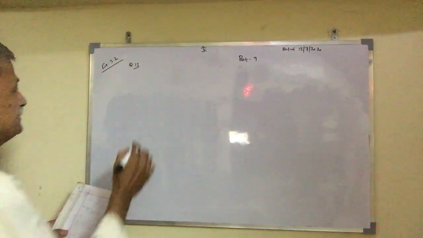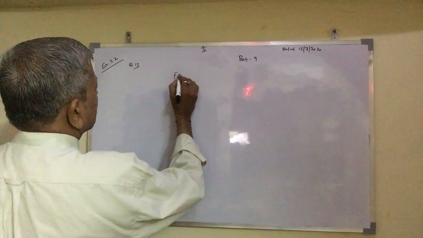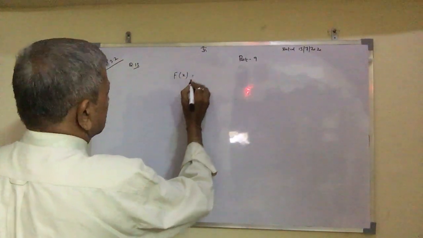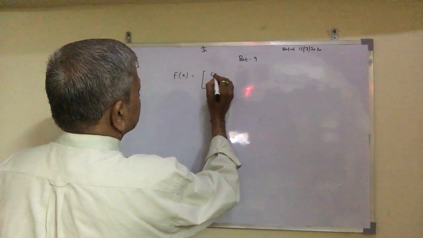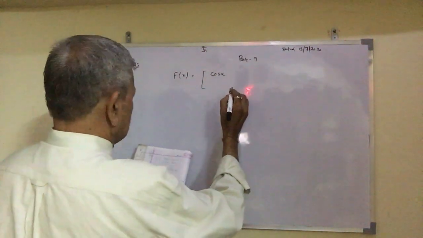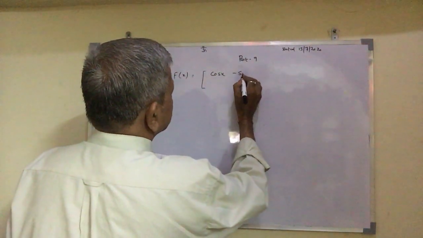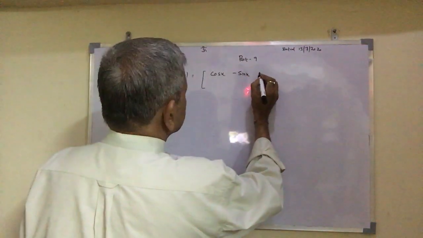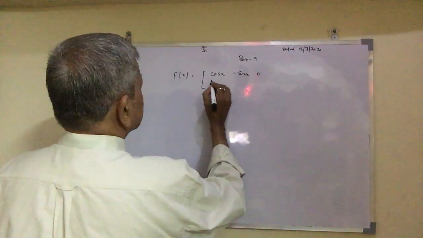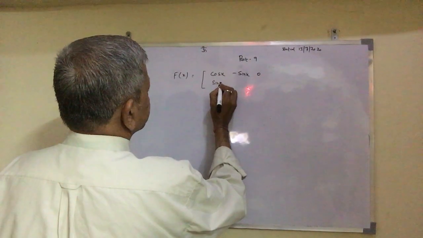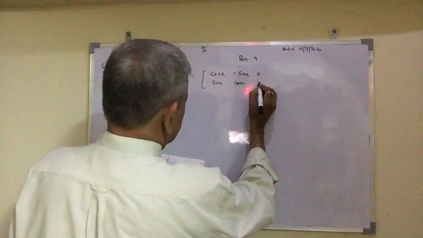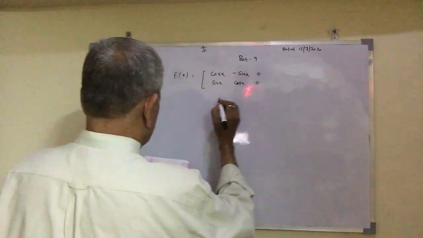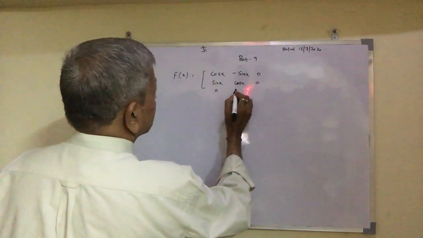Now, in this question, f(x) is given as the matrix: cos x, minus sin x, 0; sin x, cos x, 0; then 0, 0, 1.